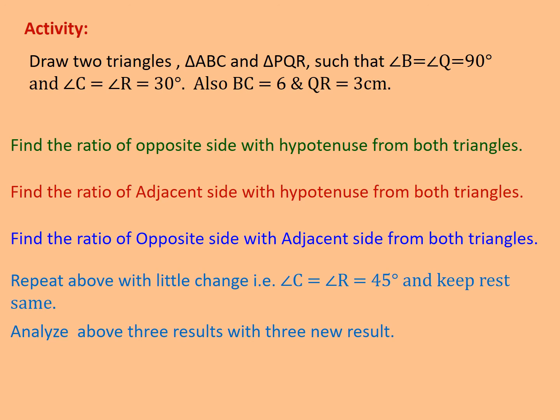For whichever triangle you get, you can write down the names and values, find the length of each side and write it down, and answer these questions. Find the ratio of the opposite side to the hypotenuse from both the triangles, and then find the ratio of the adjacent side to the hypotenuse from both the triangles. Find the ratio of the opposite side to the adjacent side from both the triangles. If you want, you can form a table in that. Try to do it.